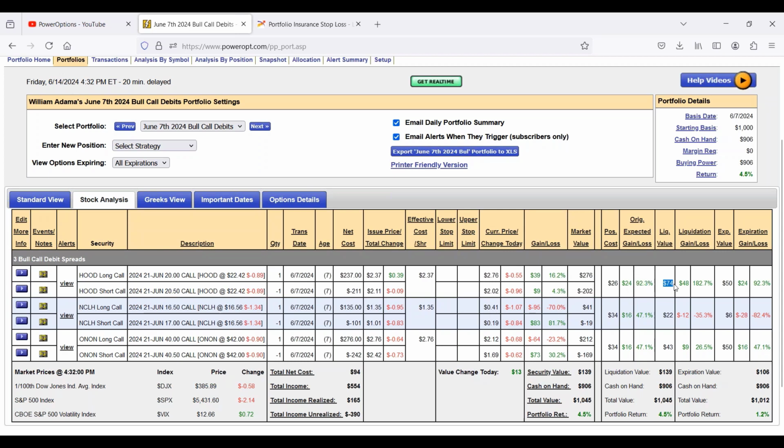Now, right now, the bid-ask spreads are really out of whack, it looks like, at the close of business. So it's telling us that we could make 182.7%. But really, right now, if we liquidated this position, we'd be close to 90% of what we expected on this particular trade.